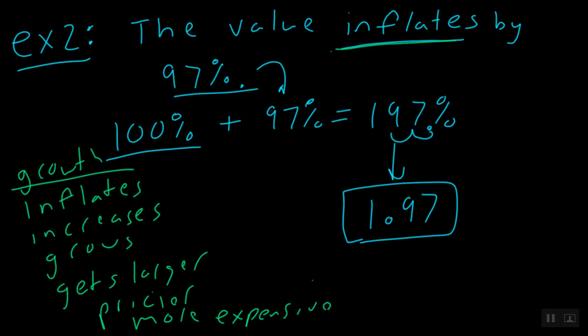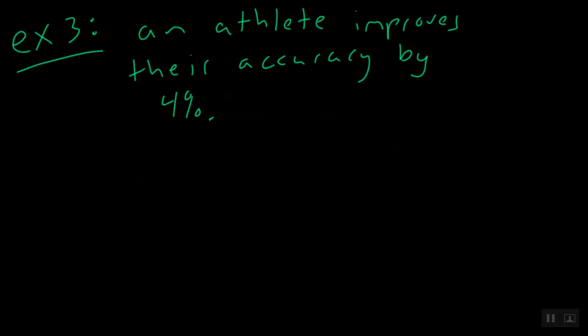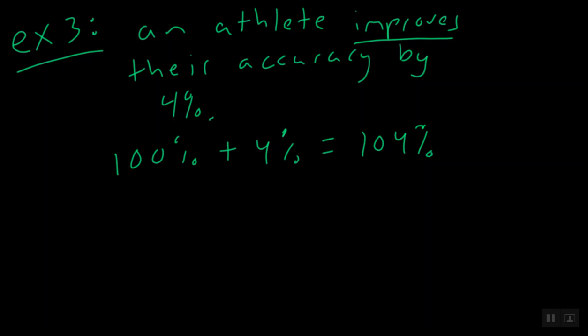Let's go ahead and try one more of these. Here's another simple example. An athlete improves their accuracy by 4%. Okay, so we're starting out at 100% plus 4%. This is equivalent to 104%. And of course, we take our decimal and we move it 2 units to the left and say, as a decimal, they are 1.04. However you would quantify it, better at what they've been doing.